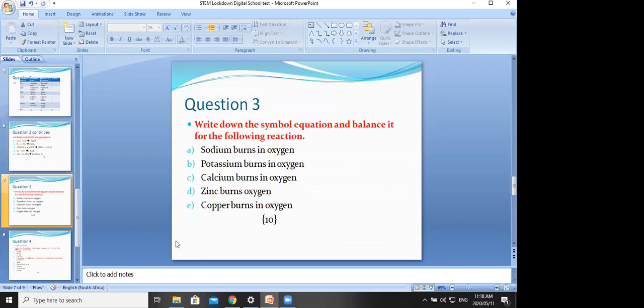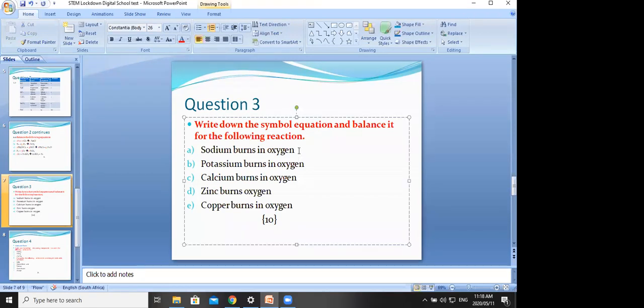So in question 3 there, they said, write down the symbol equation and balance it for the following reaction. So you just need to write it down and then you balance it. Nothing serious, nothing more there. It's what we've been doing in class. So you were supposed to say, okay, sodium plus oxygen, you already know that you're gonna have sodium plus oxygen to give us sodium oxide.